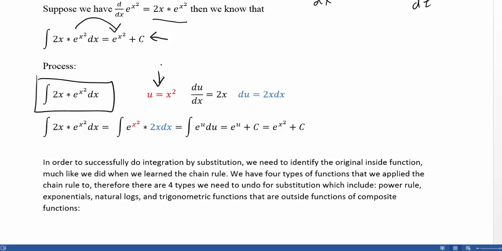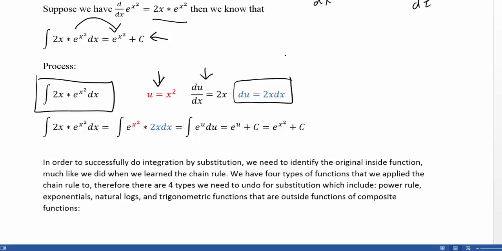Now, once I have my u, I need to find du dx, the derivative of u with respect to x. So when I take the derivative of x squared, I get 2x. So this is the next part. This is similar to what we were doing when we did the chain rule with our z. Only now there's an extra step. Now I need to solve for du. So here I'm going to multiply my dx up to get du equals 2x dx. And we need to talk about why we do that and what that means. So our goal here is to find an antiderivative in terms of u that is equivalent to the antiderivative that we're trying to take that's in terms of x.